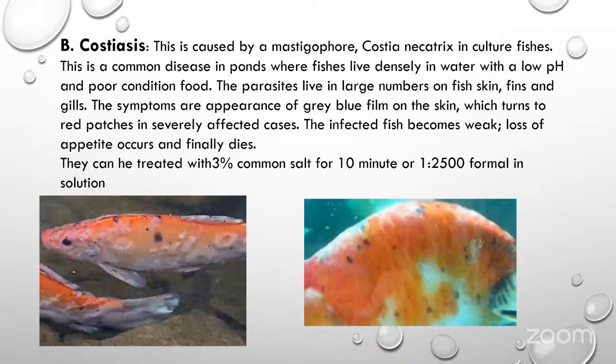Next is costiasis. This disease is caused by a mastigophoran, Costia necatrix, mostly in culture fishes. This is a common disease in ponds where fishes live densely in water with a low pH and poor quality food. The parasites live in large numbers on fish skin, fins, and gills.